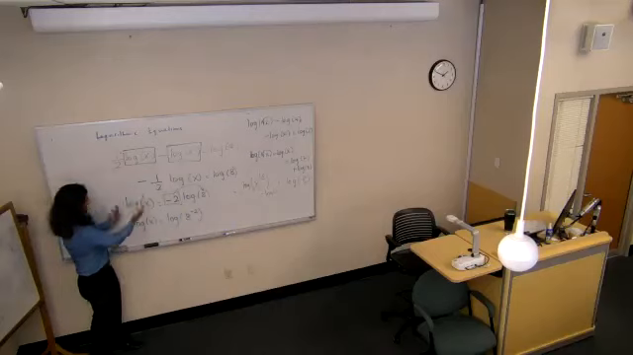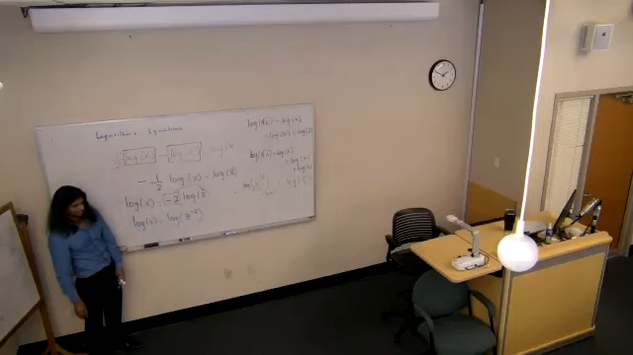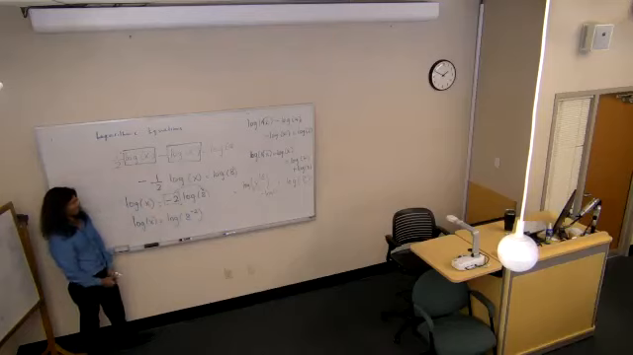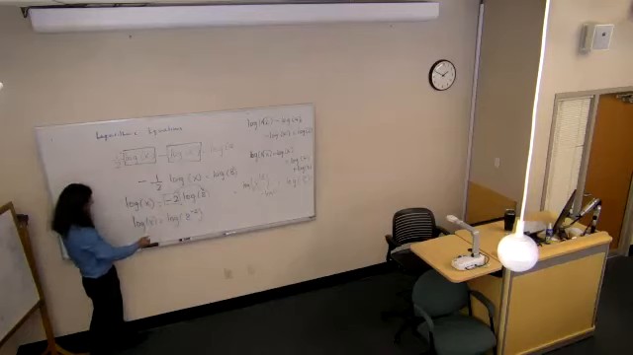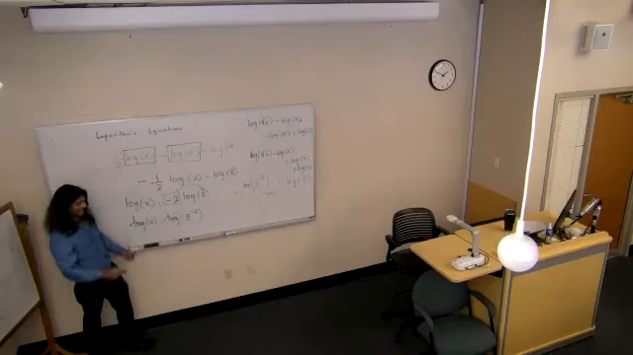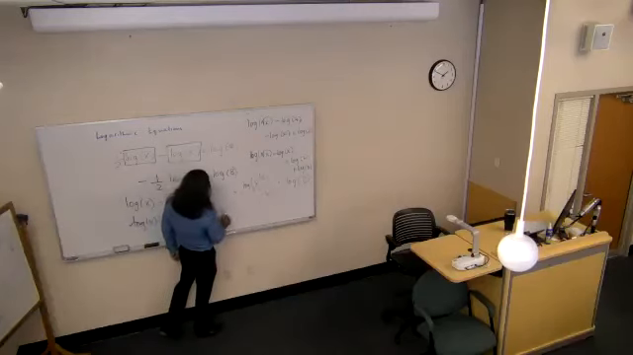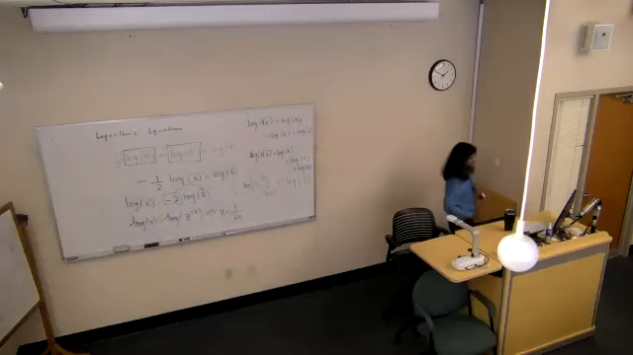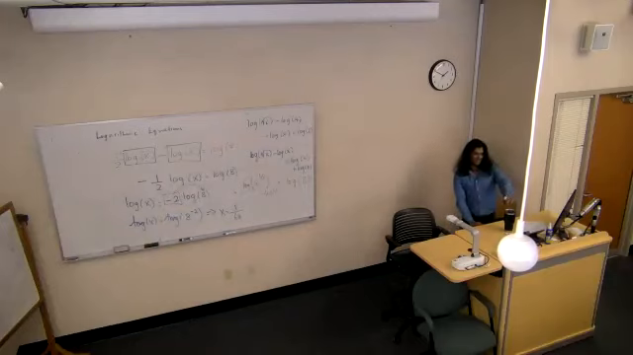Do I have log by itself on this side? Yes or no? Yes. How about that side? Yes. So exponentiate to the power of 10. In other words, if you have log by itself here, log by itself there, get rid of it. So the answer is 1/64. Not 64. Okay.